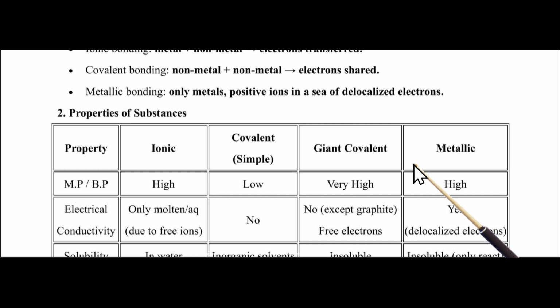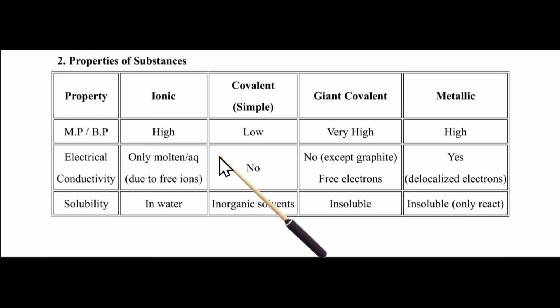Let's see some properties of these compounds. If we have ionic compounds, their melting and boiling points will always be higher, and they are giant ionic structures. They are always giant structures, and they have a very high melting and boiling point. What about the electrical conductivity?